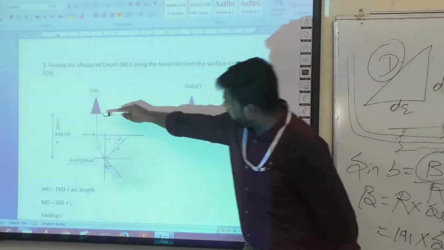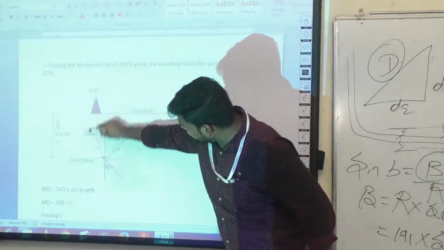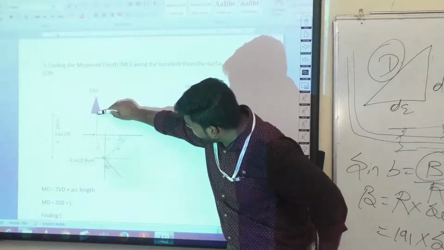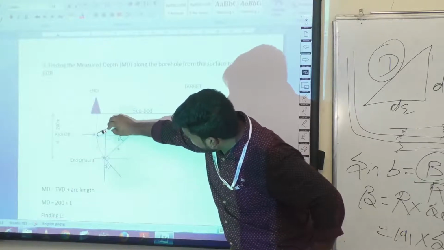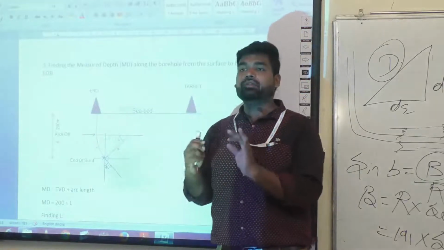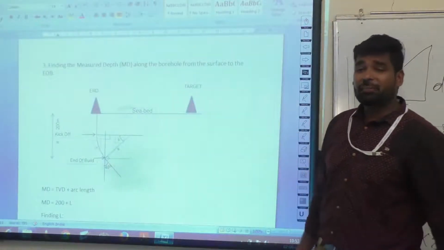So if it is a vertical well, true vertical depth will be from here to here, a straight distance. If it is MD, it will be the length of the borehole. So we have to include the deviation part. So you will get an increase in length if you are considering a measured depth.